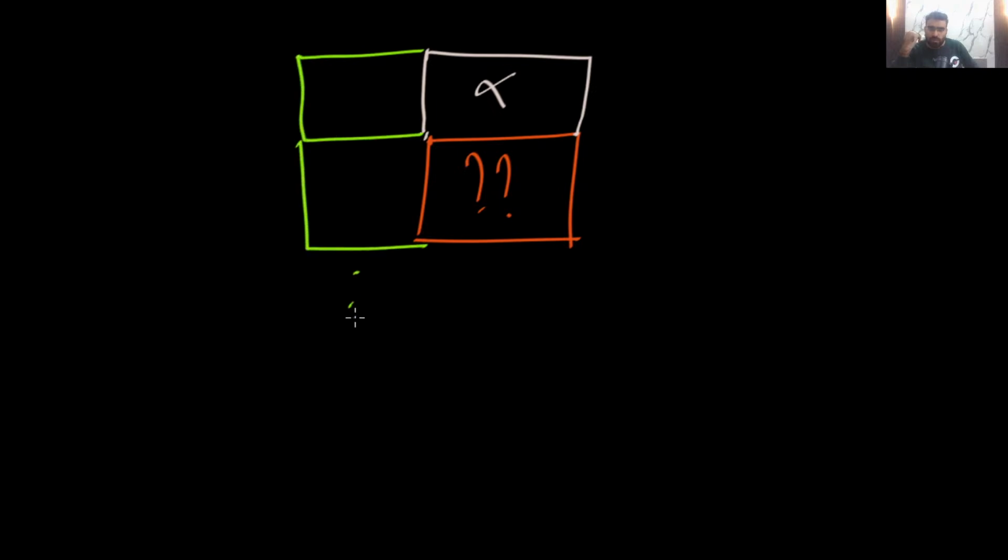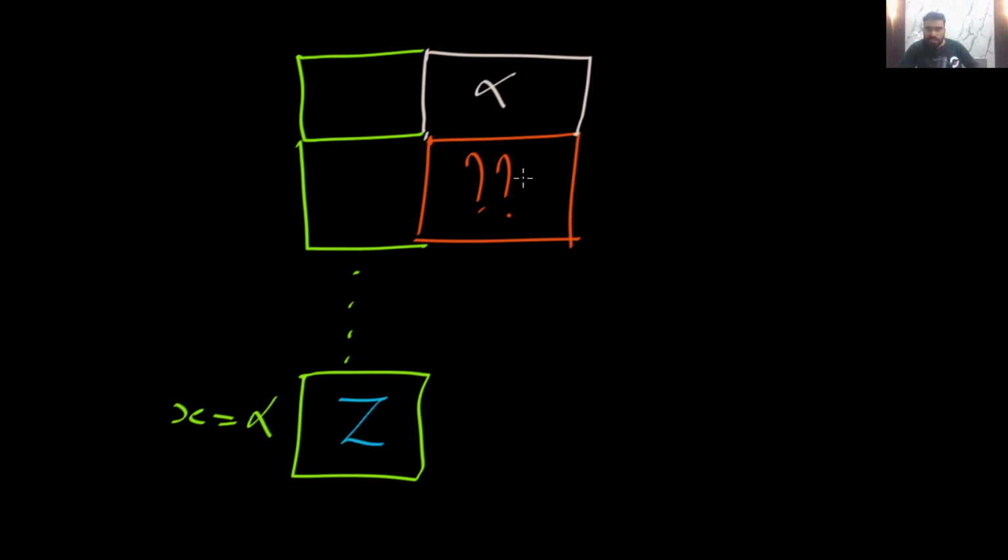If you want to find out this entry, then remember what you need to do. First you find out this entry. Let's call this entry alpha. Then in the previous column you go where you have x equal to alpha. This entry, if this is z, then this will be z.